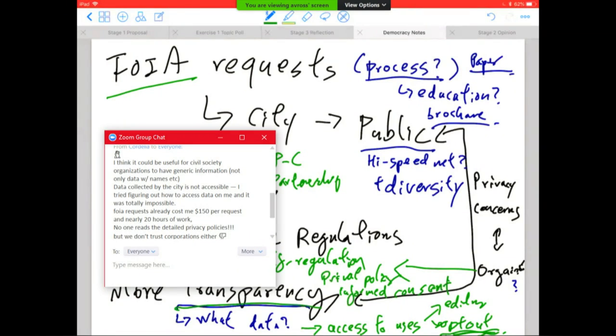Okay, if not, there's some online statements as well, so I'll just pick one for the interest of time. There's this Cordelia person who said that she tried figuring out how to access data the city collected on her, and it was totally impossible because it costs $150 per request and nearly 20 hours of work, and so no one can really read through those detailed policies, right? So quick fact check, is it actually true that one has to pay like $150 for each? No, that's incorrect. All freedom of information requests are free. There is no cost to the resident when they make a request. I have no idea where that $150 is coming from.